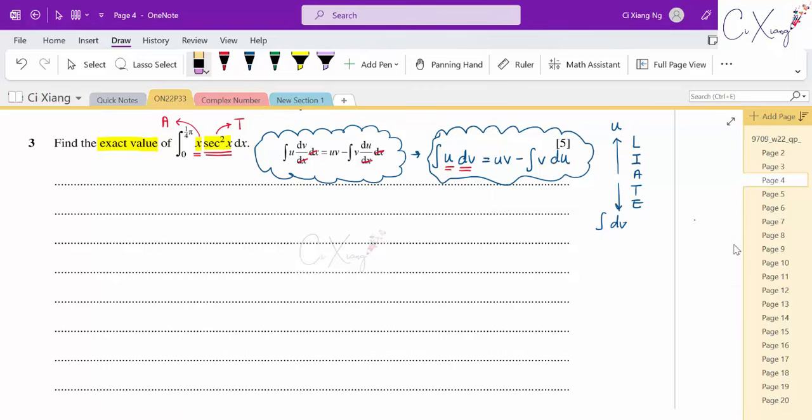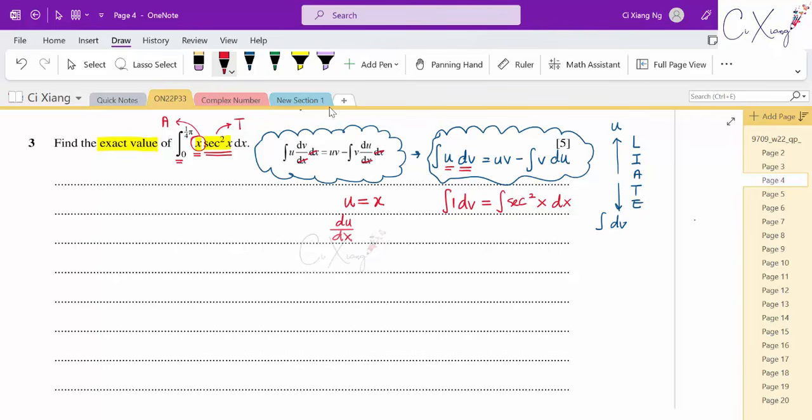Since A is the higher group and T is the lower group, therefore our u is equal to x. And then dv is equal to the remaining part, integration of secant square x dx. For dv here, there's actually a number 1 that we didn't write out, so it should be 1 dv equals to secant square dx. So first of all, before we apply the formula, we identify the u and also the dv, and then we carry out the steps.